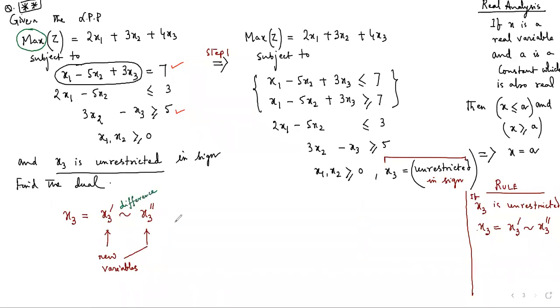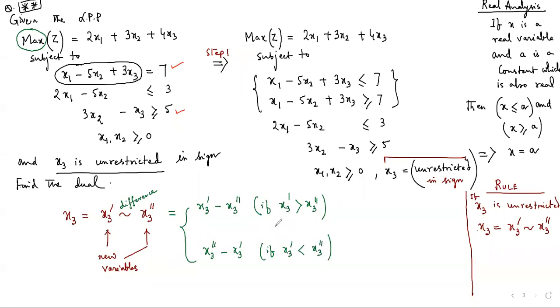It means two things. First of all, it means x3 prime minus x3 double prime if x3 prime is greater than x3 double prime, and it means x3 double prime minus x3 prime if x3 prime is less than x3 double prime. This is the meaning of the symbol difference. I'm moving very slowly so that you can catch everything that I'm telling you right now. It's a long problem, so it needs time.